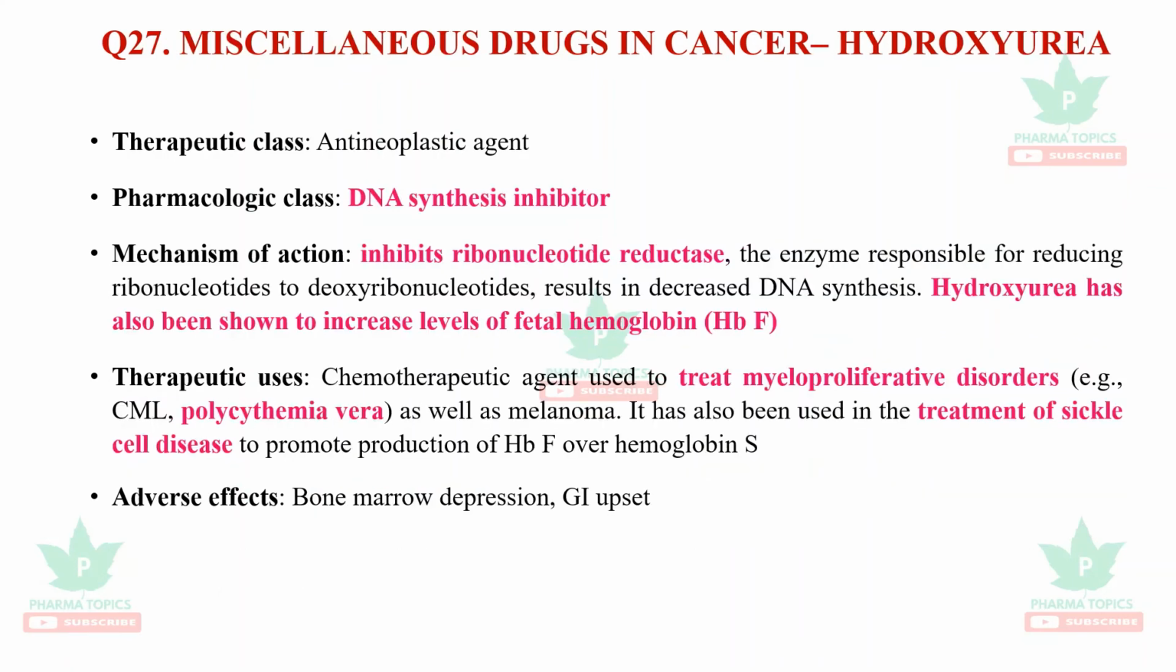Question number 27 is miscellaneous drugs, hydroxyurea. It's a DNA synthesis inhibitor, inhibits ribonucleotide reductase. It also increases the fetal hemoglobin levels. So it is used to treat myeloproliferative disorders in chronic myeloid leukemia, polycythemia vera, and it is also used in treatment of sickle cell anemia. Adverse effects include bone marrow depression and GI upset.